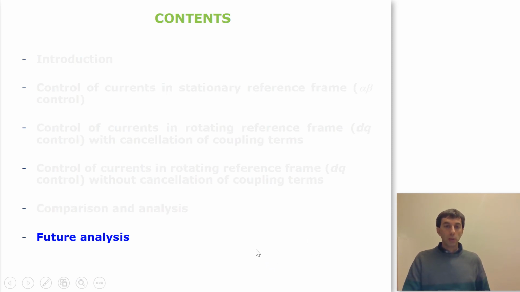Okay, so to conclude, let's just shortly mention some possible future analysis that we could do with these mathematical model equations in alpha beta reference frame. Just some ideas in this last slide: we could also analyze what happens with different topologies of filters, for instance, including a capacitance, an LC filter or an LCL filter, or other combinations that you can find in the literature.